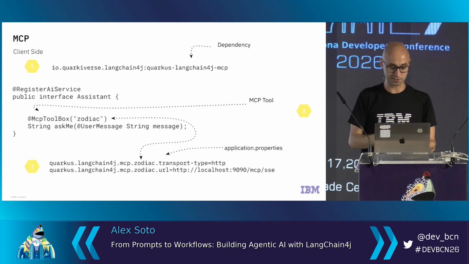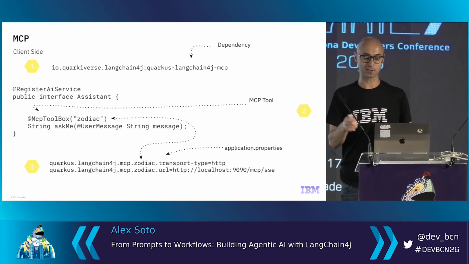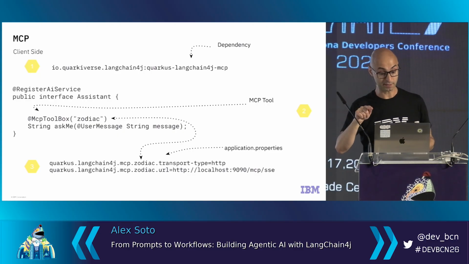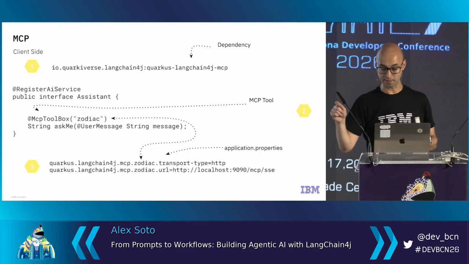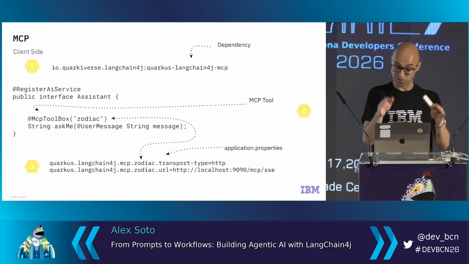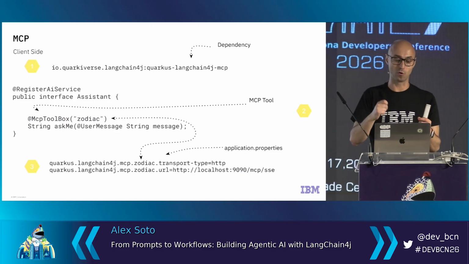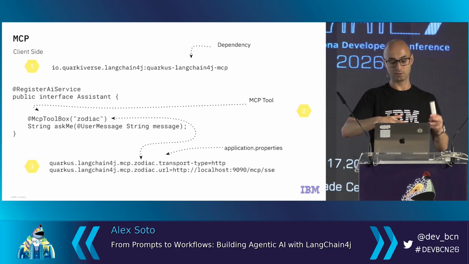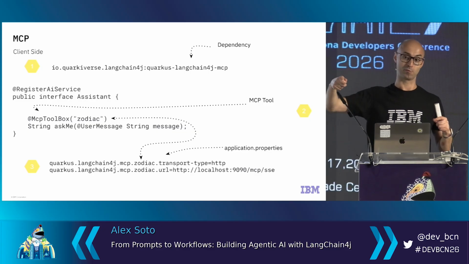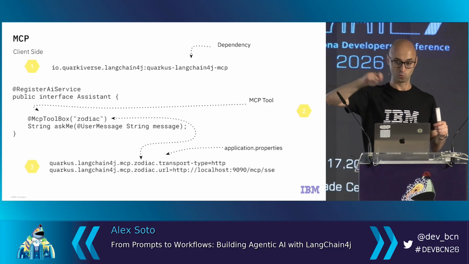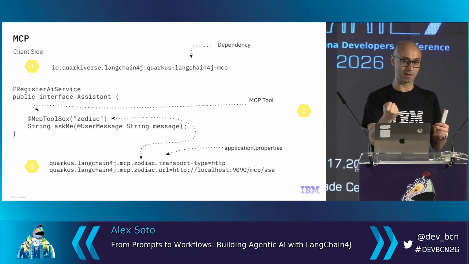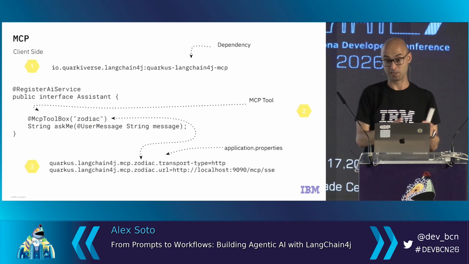Now, where do you define this? Here, in the application properties, you say, hey, there is the quarkus.langchain4j.mcp.zodiac. The transport is HTTP, and the location is this host. Done. With just this, every time that I invoke the askMe method, I will send all the MCP server methods to the model, and if the model requires, it will just go there, take the method, and ask my application to invoke it.